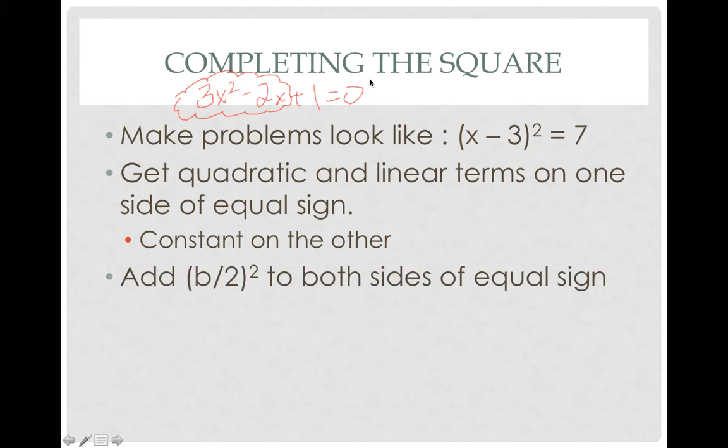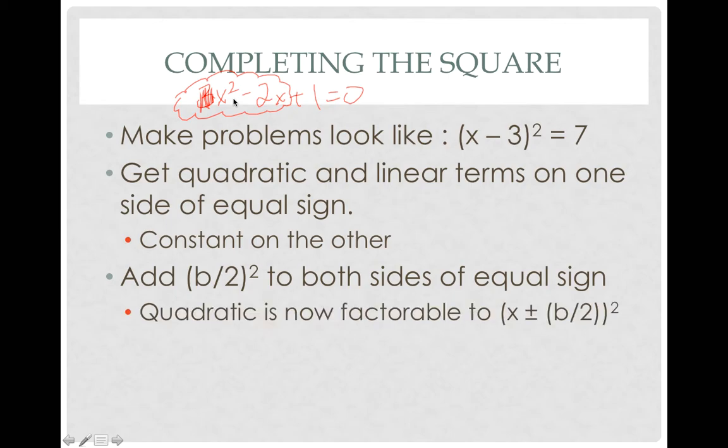And what we're going to do is add half of b, squared, to both sides of the equal sign. So in this case, the b is 2. I'm going to take half of it, which is 1, and square it, which is 1, and add 1 to both sides. Well, not really. In this case, there's a 3. When there's a 3, things get ugly. But we're going to pretend that 3 didn't exist. We're not actually doing this example.